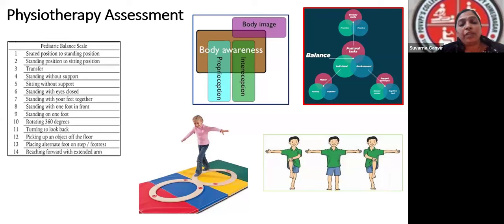Along with balance and coordination, the problem that is revealed here is that of body awareness. Body awareness is a much broader term, which encompasses other aspects of body function, most importantly the proprioception and kinesthetic sensation of the child, and along with that the body image. So body awareness is an umbrella term which covers the underlying issues of proprioception, kinesthetic sensation, and perception of the child, which need to be assessed. Next slide, please. As far as the treatment is concerned, since this child, next slide, please.